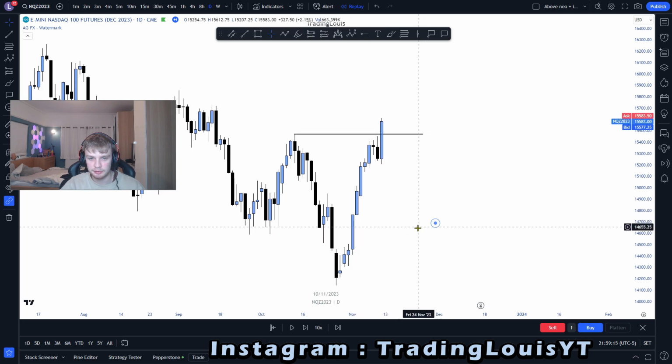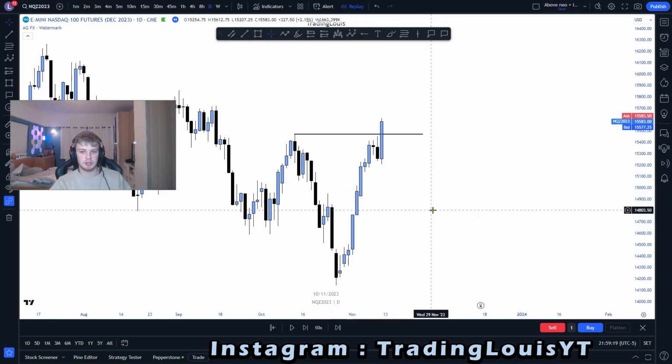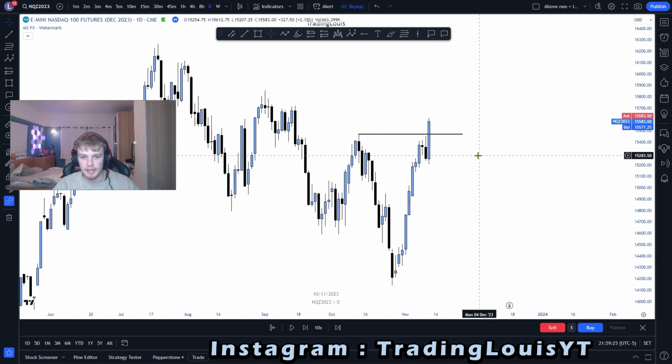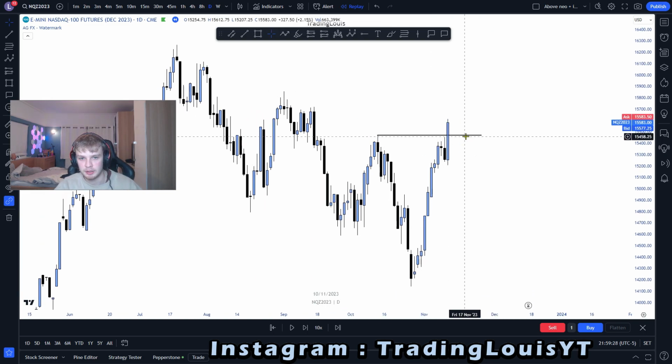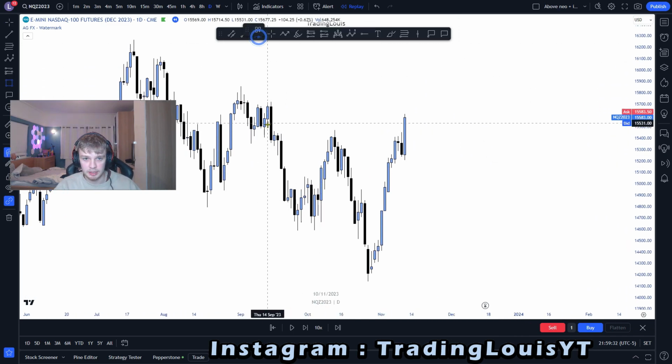Now, what do we have? We have all these bearish fair value gaps. So I think you get the point. We just look at the higher time frame, we look at fair value gaps and just see if they are being respected or not. So now we have this fair value gap here.